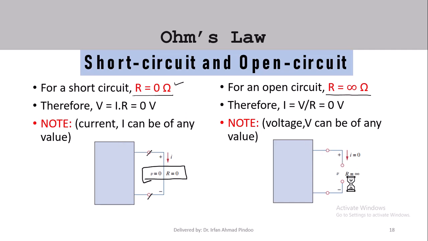Now in open circuit, the R value is infinity, so the current across these two terminals will be how much? Current will be 0. So these two parameters are guaranteed, that whenever we have an open circuit, the current will always be 0 and the resistance will be infinity. Whereas whenever we have a short circuit, voltage will always be 0 and the resistance will always be 0.